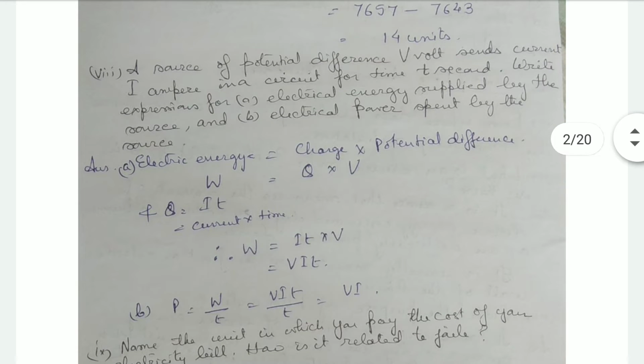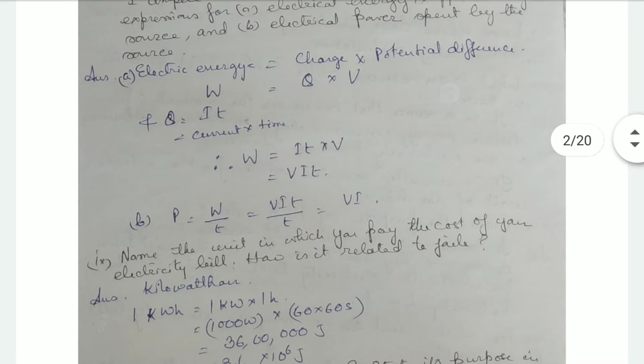Now, a source of potential difference V volt sends current I ampere in a circuit for time t seconds. Write expressions for A, electrical energy supplied by the source, and B, electrical power spent by the source. So electric energy, or work done, will be charge into potential difference. Charge is given as Q, so that will be equal to IT. IT means current into time. So you can say that W is equal to IT into V, or VIT.